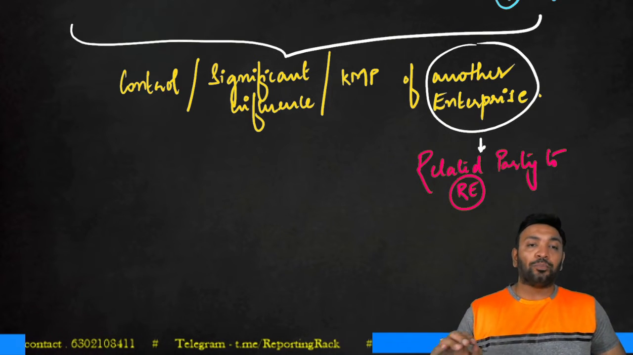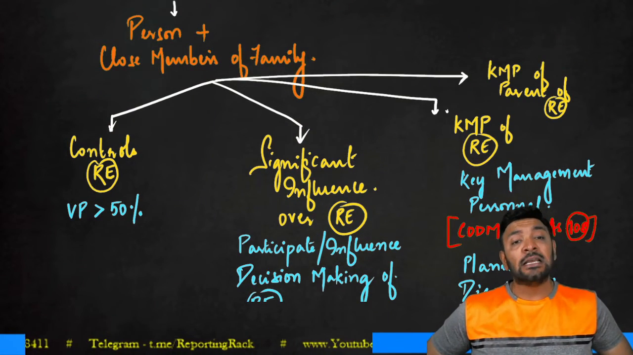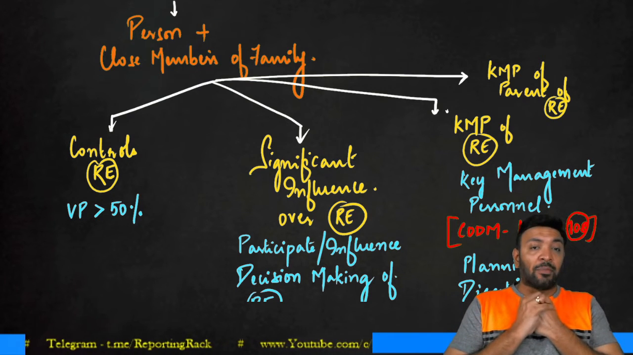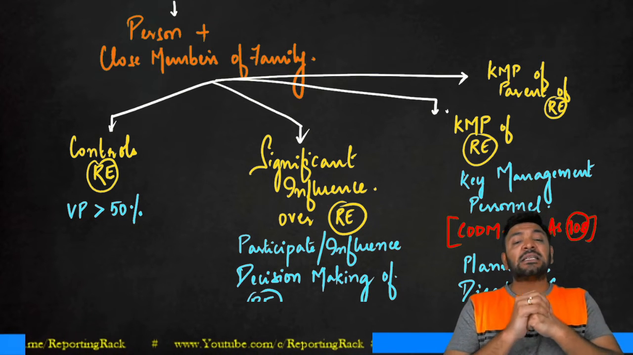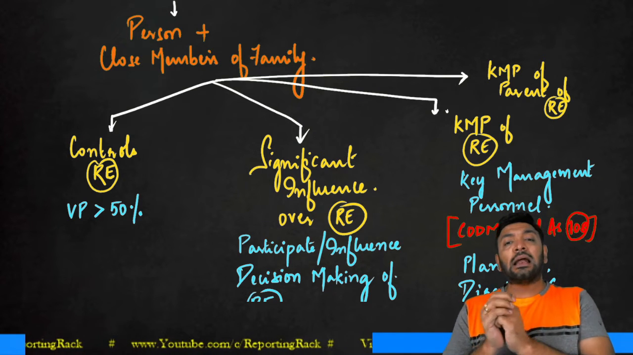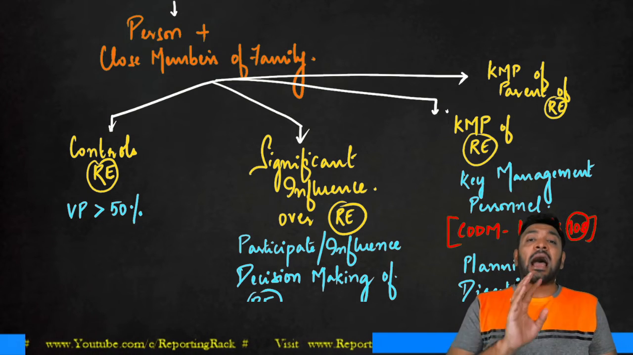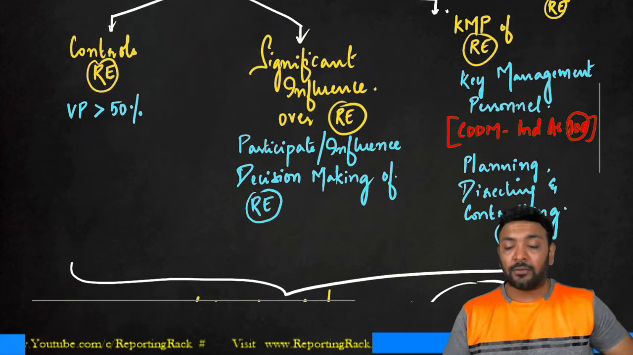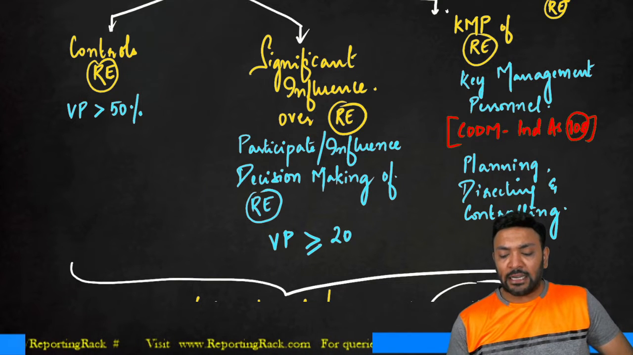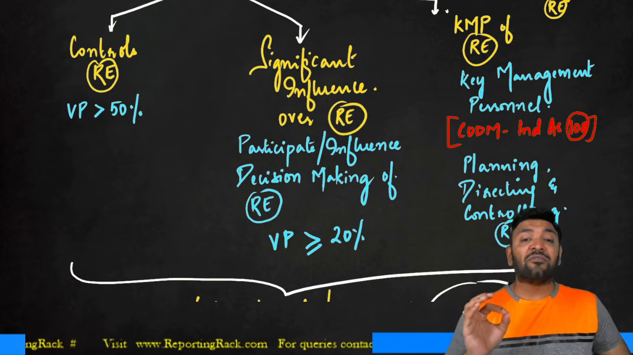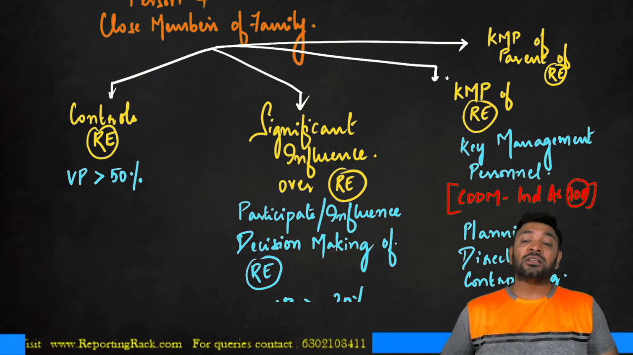I'll sum up what I said till now. I said, an individual can be considered a related party to the reporting enterprise if he, along with his close members of family, I'll define what is a close member of family, together control a reporting enterprise. That means have at least 50% of voting power, or have a significant influence over the reporting enterprise. That means they participate or influence the decision making, having a voting power of at least 20%. In this case, the voting power that they hold is greater than or equal to 20%. That means they have a significant influence over the reporting enterprise, or such an individual is a KMP of the reporting enterprise. Who is a KMP?